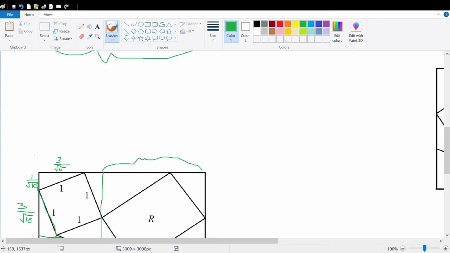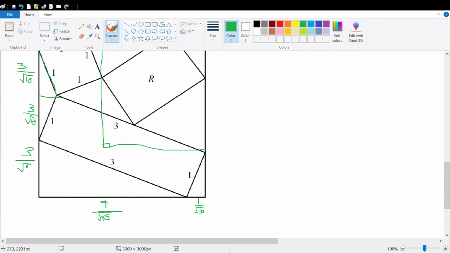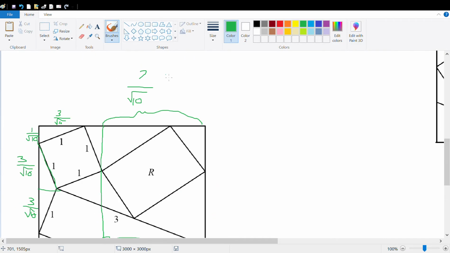Well, because we know the whole side length of the square is root 10, or 10 over root 10, the missing part here is going to be 7 over root 10. And similarly, if we draw here, we know this is 3 over root 10. Wait, no, this is 6 over root 10.